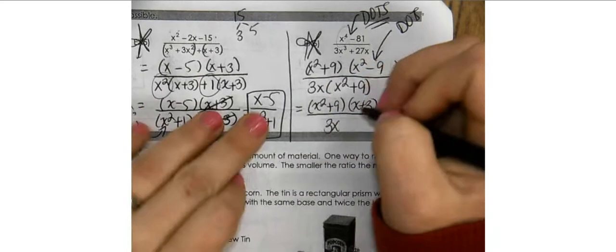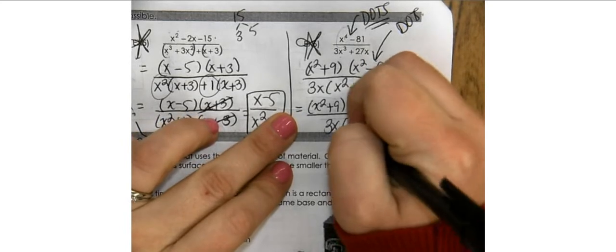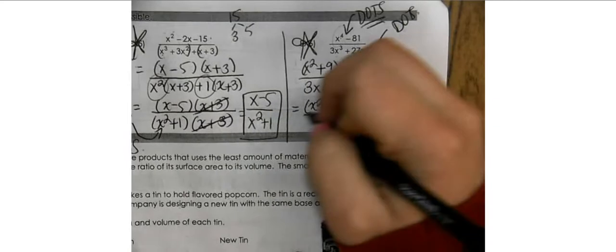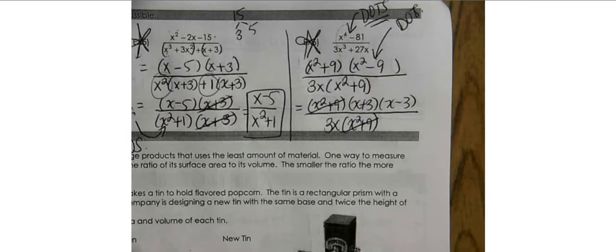So I have 3x times an x squared plus 9 in the denominator. And notice in the numerator and the denominator, they both have in common an x squared plus 9. So our final answer is going to be an x plus 3 times an x minus 3 all over 3x.